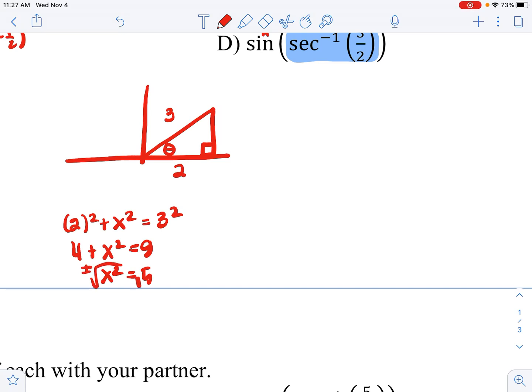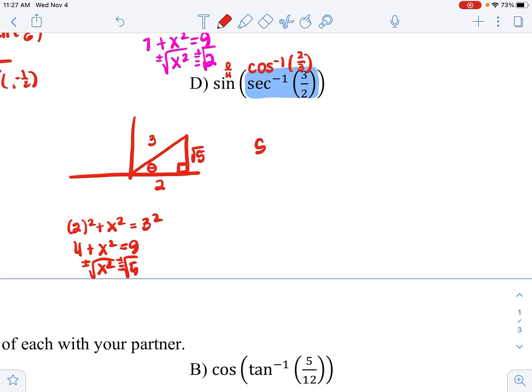So I have 4 plus x squared equals 9. X squared is equal to 5. Square root, plus or minus. So root 5 or negative root 5. This is up, so root 5.